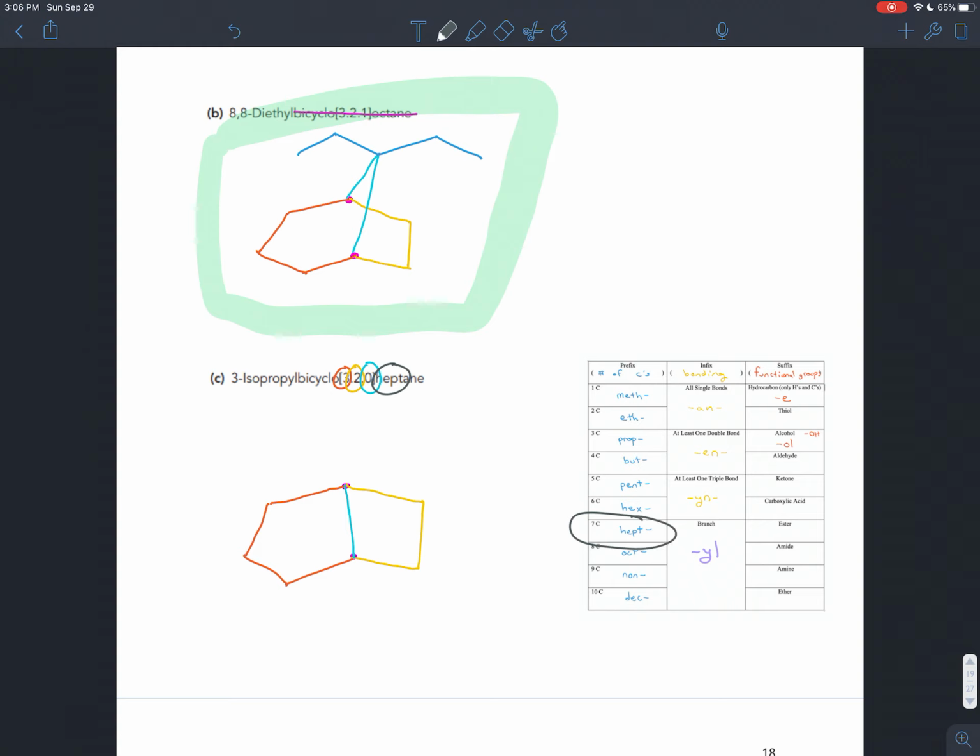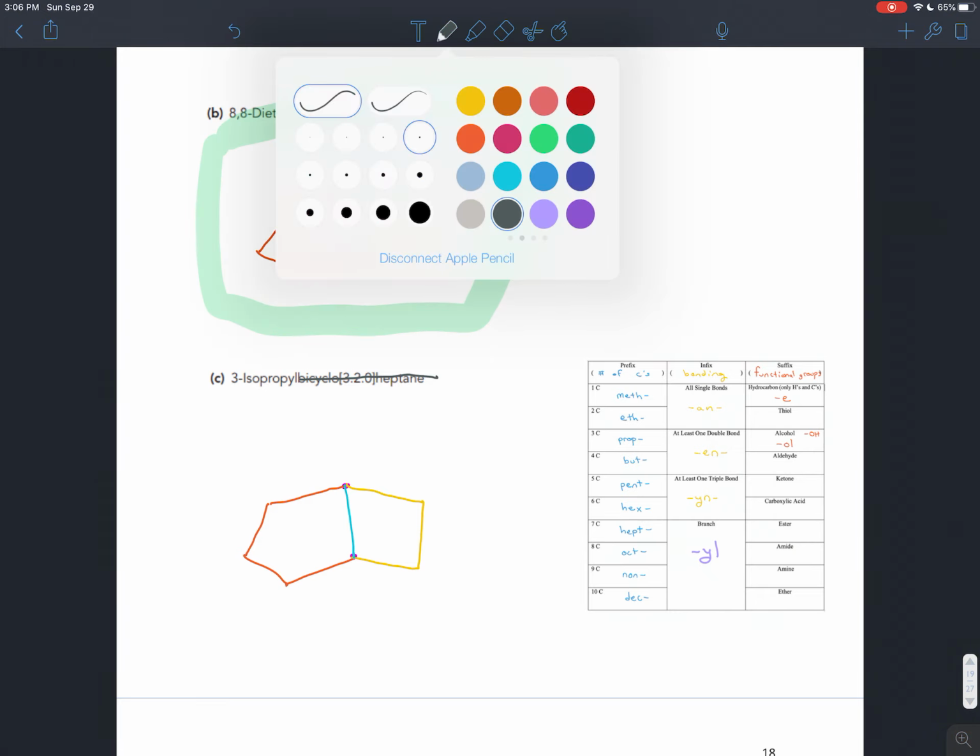Now if we've drawn that correctly, our prefix should make sense. We have hept, and that means we should have 7 carbons. Let's see. 1, 2, 3, 4, 5, 6, 7. So it seems like we have a good structure. All single bonds and a hydrocarbon, so we don't have to add anything else to that parent chain. So we've taken into account bicyclo[3.2.0]heptane so far.